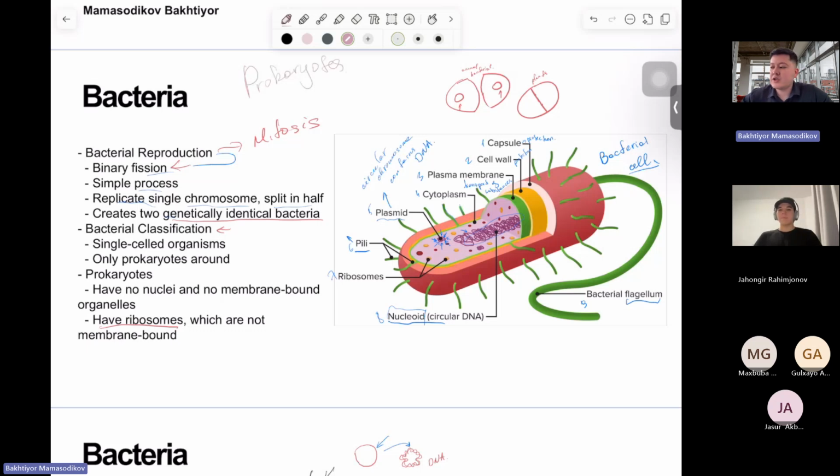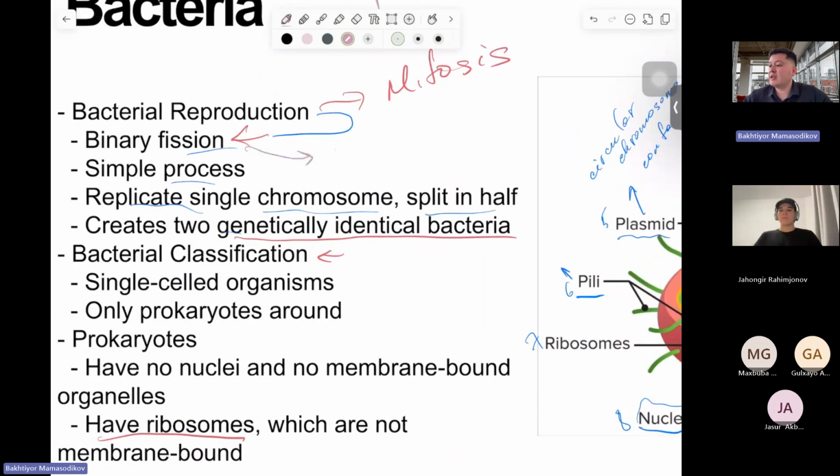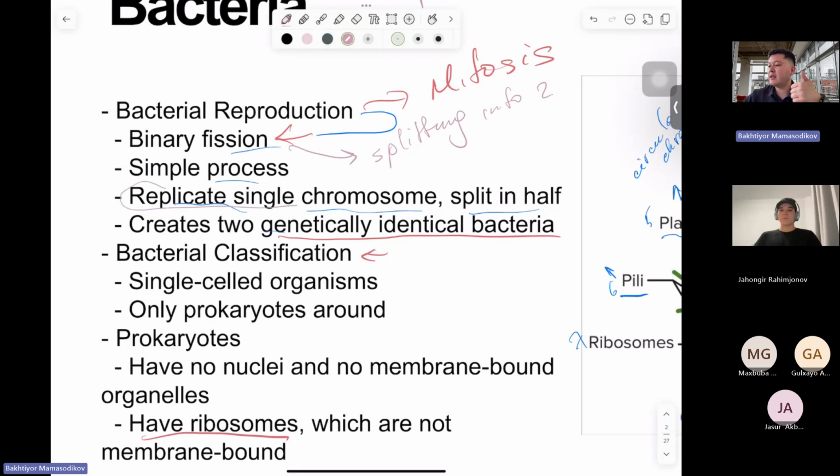So bacterial reproduction, how the reproduction of the bacteria happens, we call binary fission. This means they copy themselves by simply splitting into two. So binary fission means splitting into two. What are the steps? First, the single circular DNA is copied, so they replicate the single chromosome. The DNA will be copied, one DNA will be two before the division.